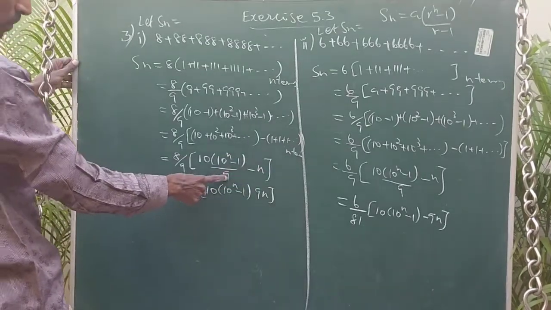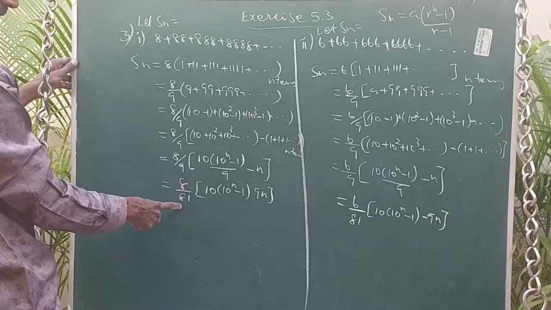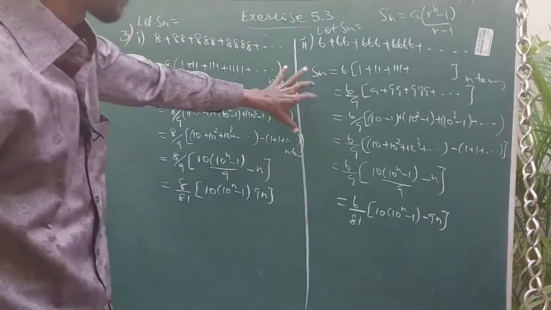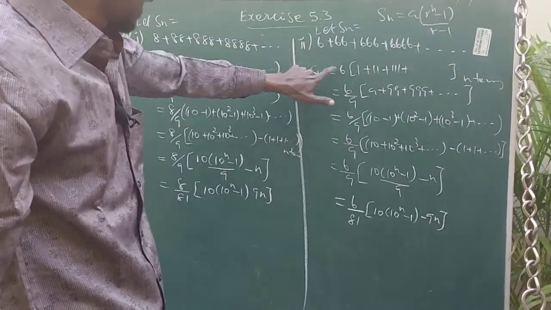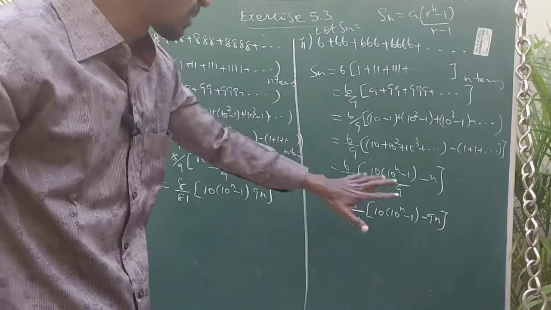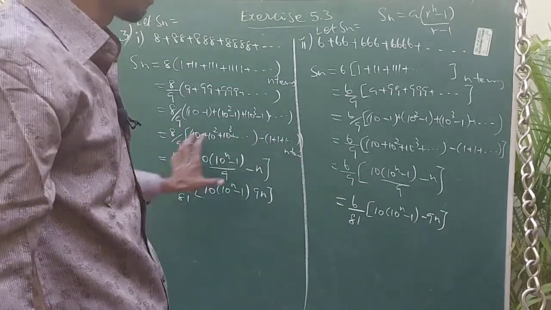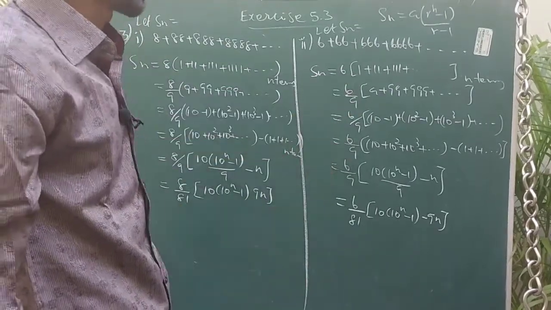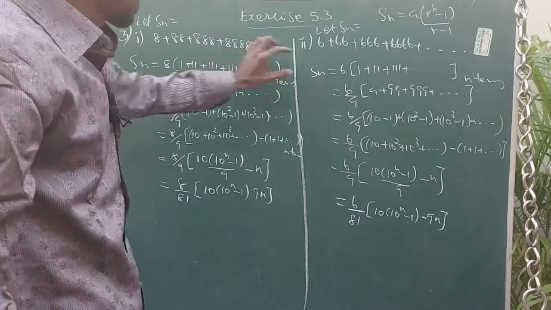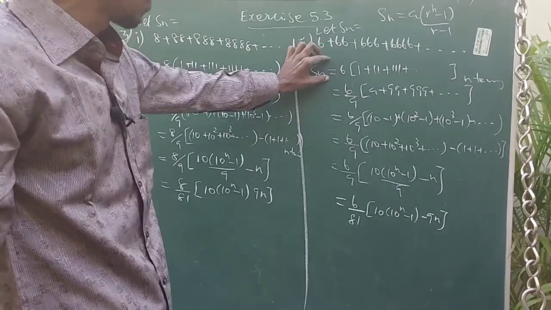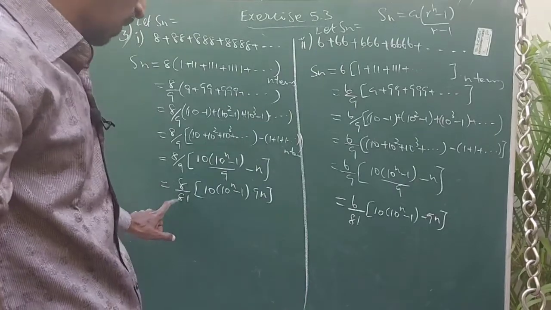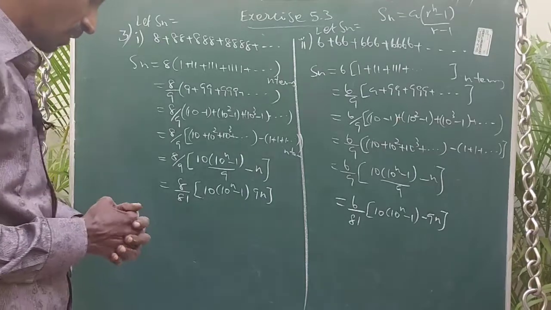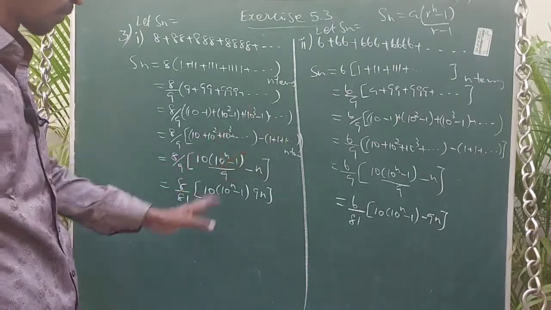Now take the LCM, this 9 into 9 becomes 81. So 8 by 81 into 10 power n minus 1 into 9n. Here the second subdivision uses the same procedure. First take 6 outside; the remaining steps are like the previous term, nothing is different. It is similar to the first subdivision. Here we are taking 8, there we are taking 6 outside, that is the only difference. You can refer to both.